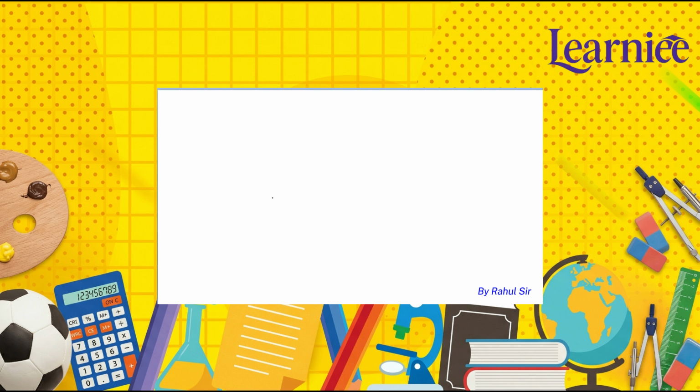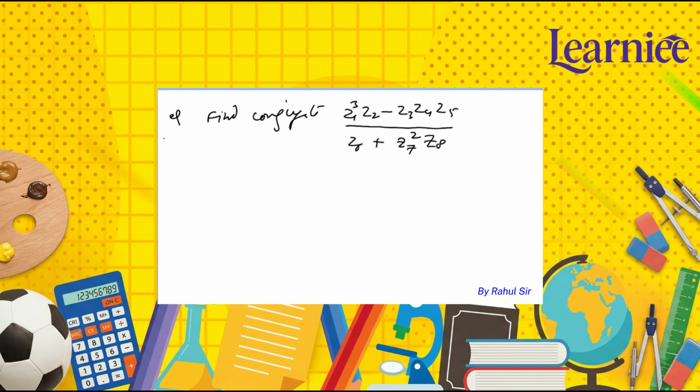Let's take an example. If I want to find the conjugate of, let's say, z1 cube z2 minus z3 z4 z5 divided by z to the power 6 plus z7 square and let's say z8, what is the conjugate?